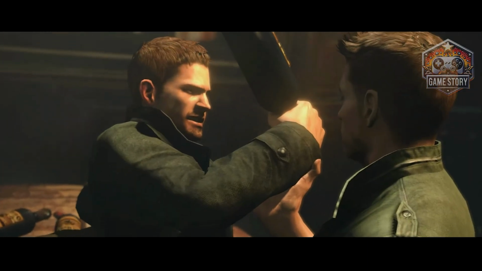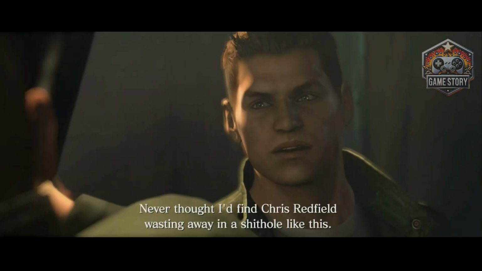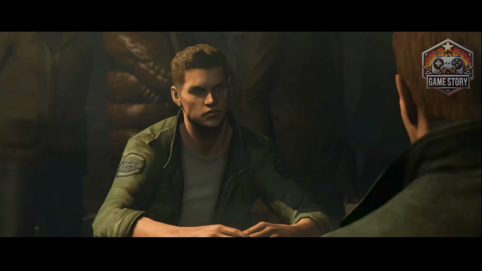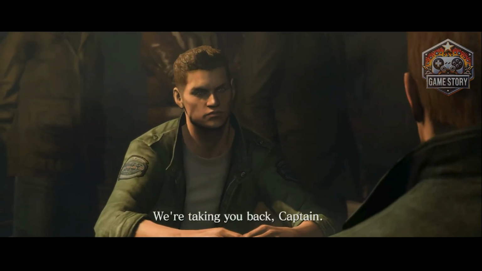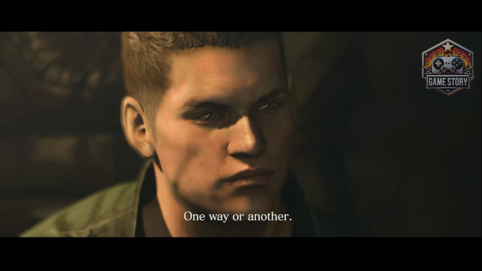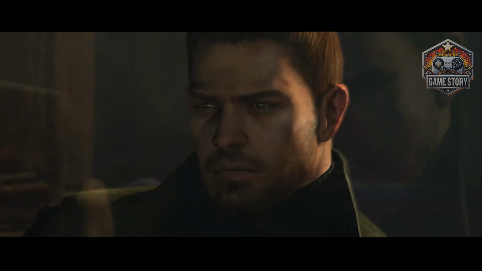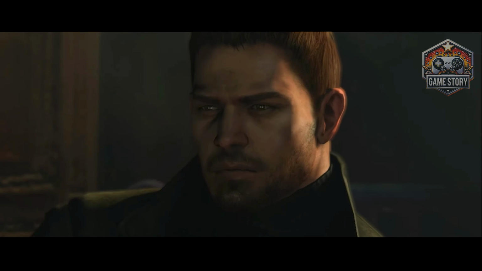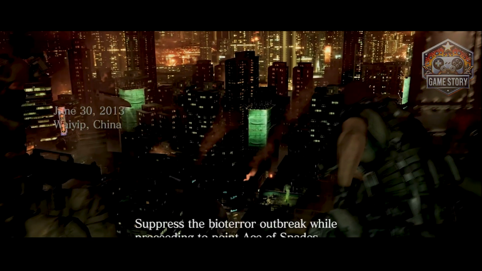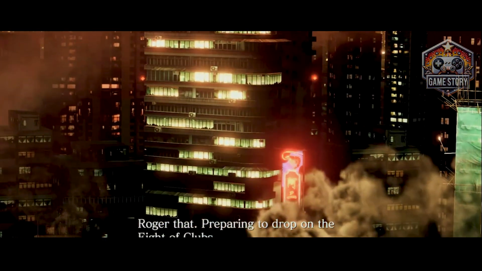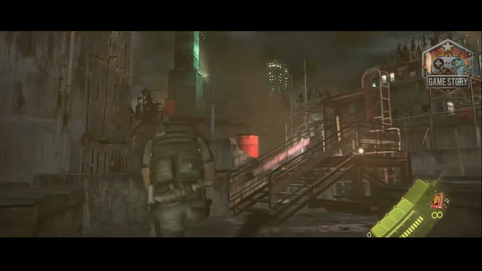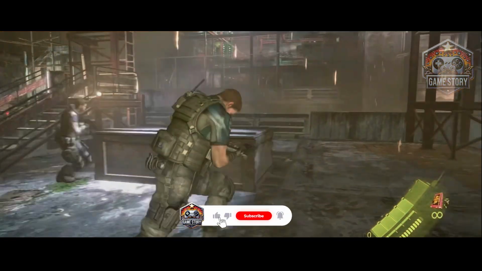It's in this broken state that Piers, a loyal member of BSAA's North American Alpha team, finds him. Determined to bring his former captain back, Piers confronts Chris and urges him to return to the fight. Awakened by the realization that he doesn't even remember what he's running from, Chris agrees to rejoin Alpha Team. Their next mission: respond to a massive bioterror outbreak unfolding in China. Chris hopes that returning to the front lines will help him recover the memories he lost.